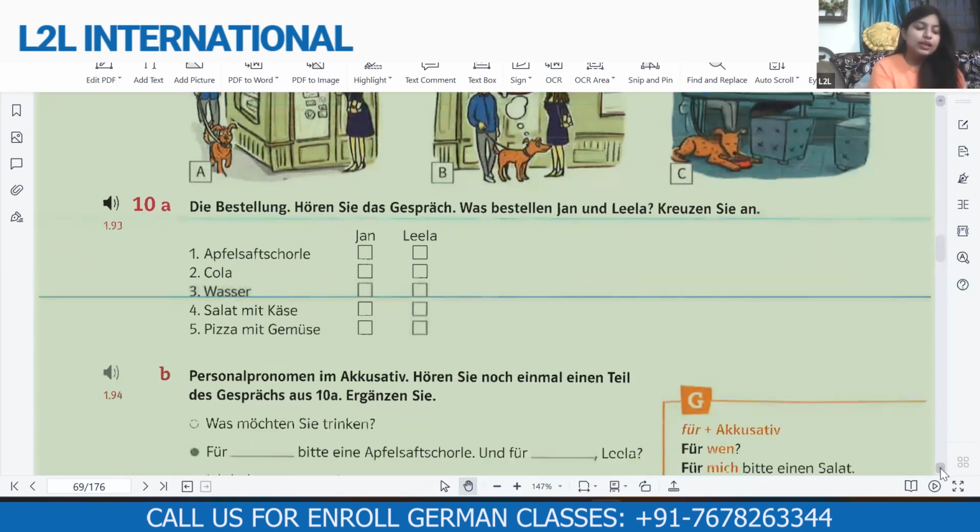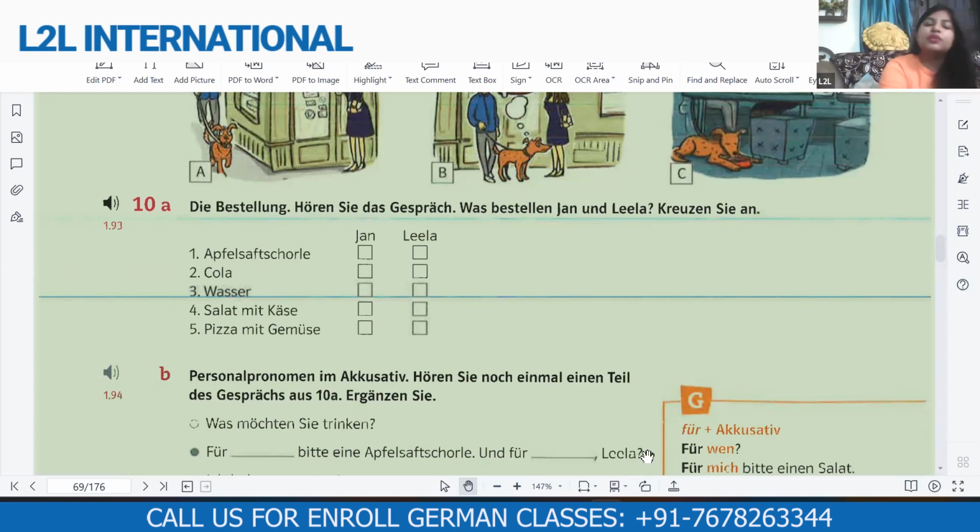Die Bestellung. Die Bestellung means the order. When we go to the restaurant, we order something, that means Bestellung. Bestellung is order and bestellen is to order. That means one is a noun, the other one is a verb.